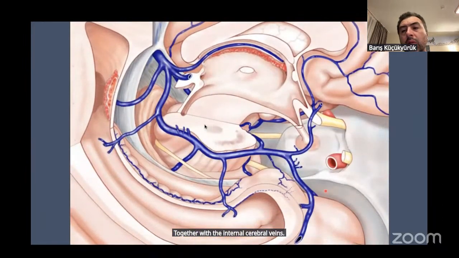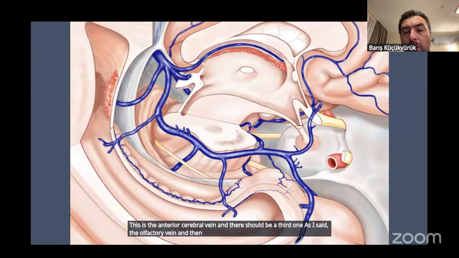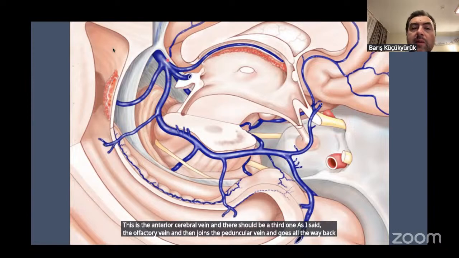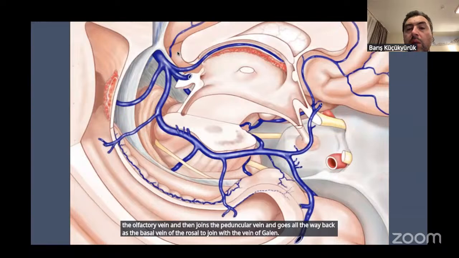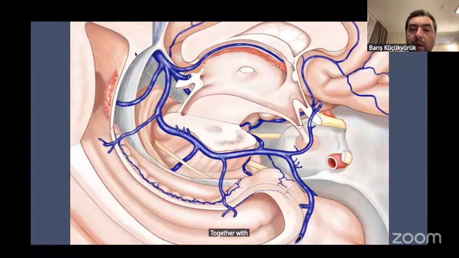This is another view. This is the deep sylvian vein. This is the anterior cerebral vein, and there should be a third one, as I said, the olfactory vein, and then it joins the peduncular vein and goes all the way back as the basal vein of Rosenthal to join with the vein of Galen together with the internal cerebral veins.